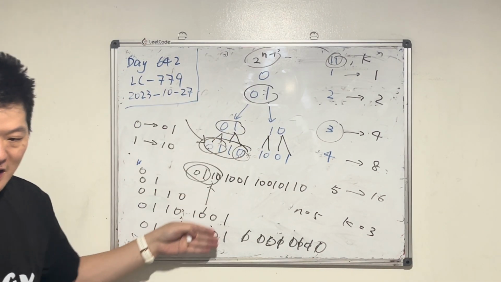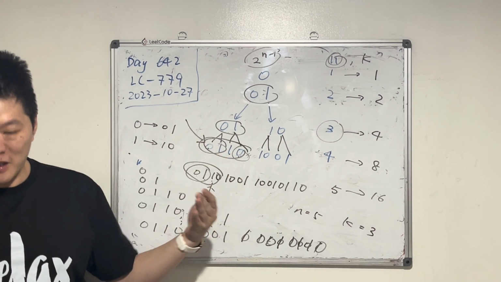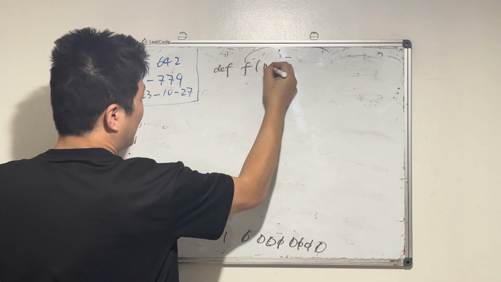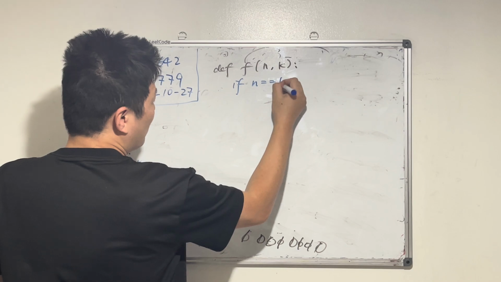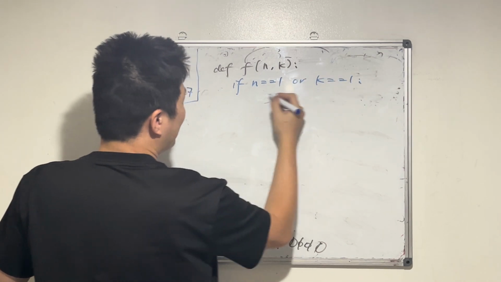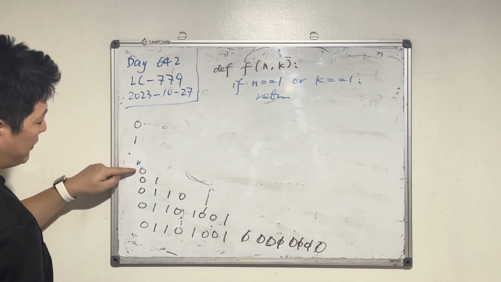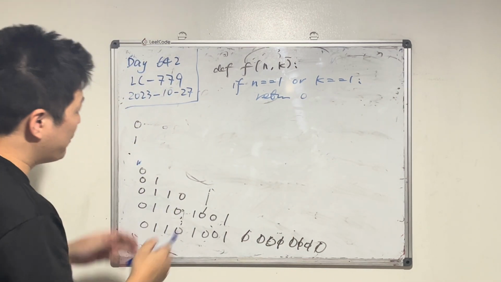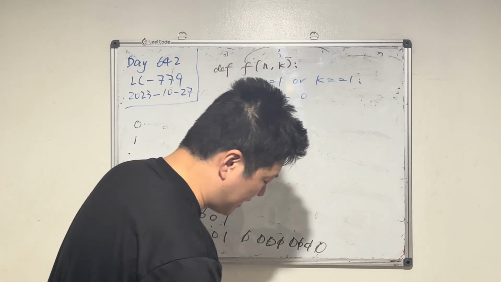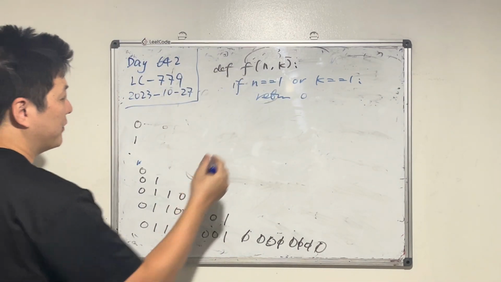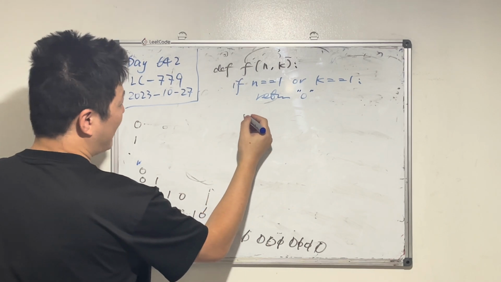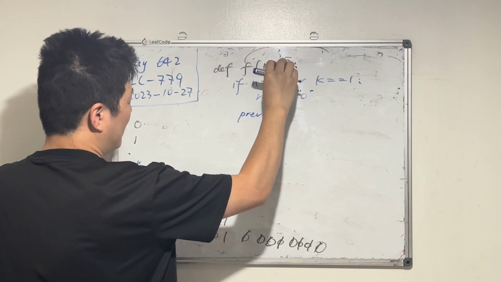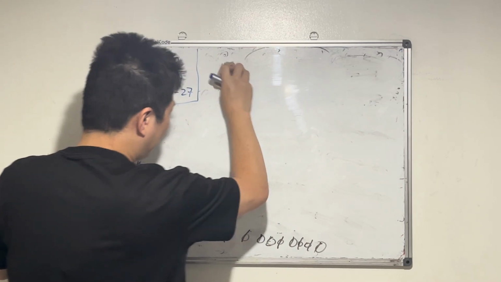Okay, so we know the process to getting to the nth row. Then we can do this. There's a quicker way to do it. Let me write that code first. Define f(n, k). If n equals 1 or k equals 1, then return 0, right? Actually, if we want to do this in a naive way, we need to make it return a string, right? Then we can say the previous equals the previous. We don't need a k, right? We can write it this way. Let me rewrite it, okay?